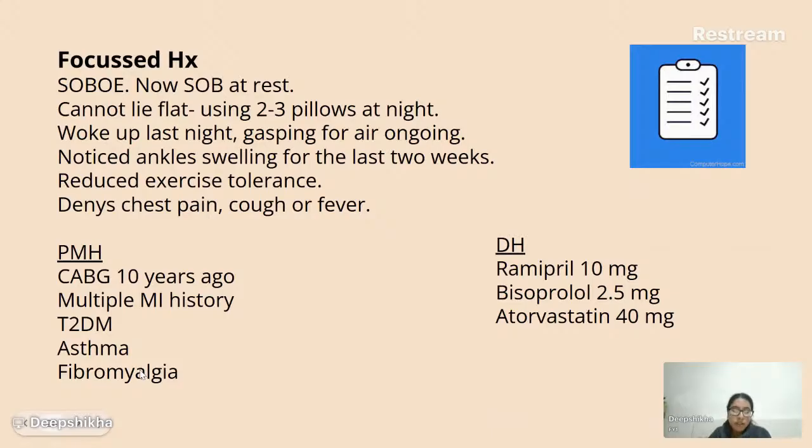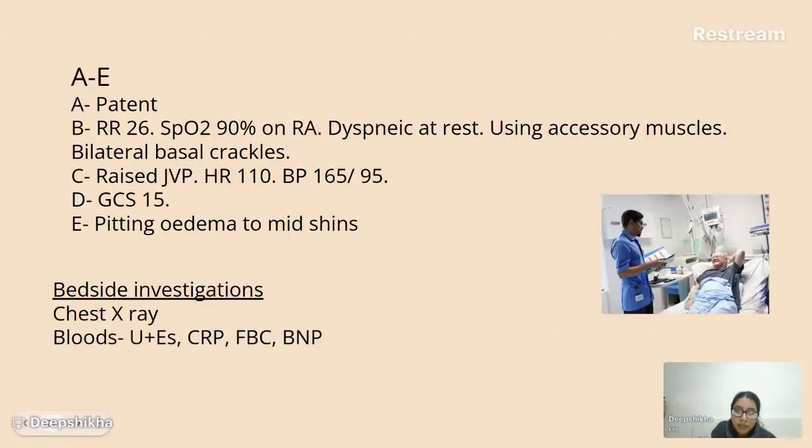In her past medical history, she's also got hypertension, on bisoprolol 2.5 and also atorvastatin. A to E wise, airways are patent. Her respiratory rate is 26, with 90% on room air. She just appears quite short of breath, and again she appears to be using her accessory muscles. When you auscultate the chest, you find that she's got crackles at bilateral bases.